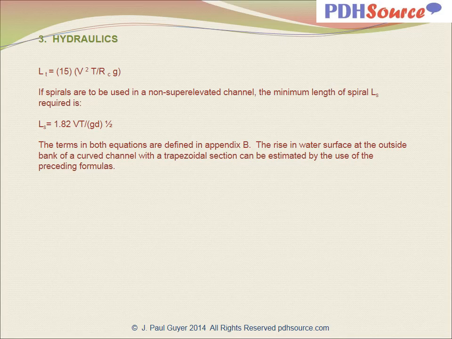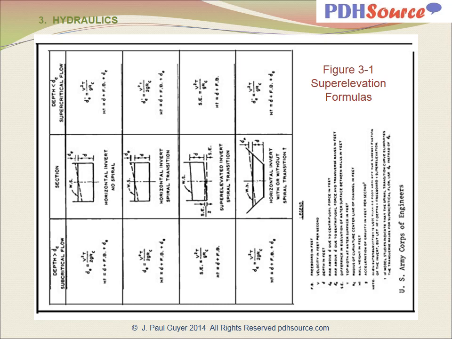If the spirals are to be used in a non-superelevated channel, the minimum length of spiral, L sub s, required is calculated using the formula L sub s is equal to 1.82 times V T divided by G D raised to the 1/2. The terms in both equations are further documented in Appendix B at the end. The rise in water surface at the outside bank of a curved channel with a trapezoidal section can be estimated by the use of these formulas. Superelevation formulas for different cross sections are provided in figure 3.1, which you see here.